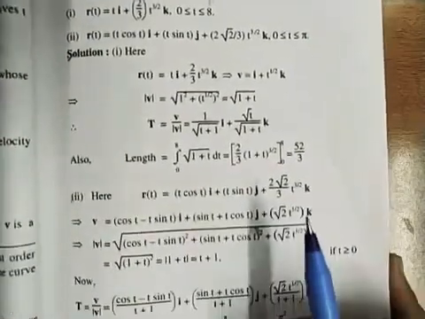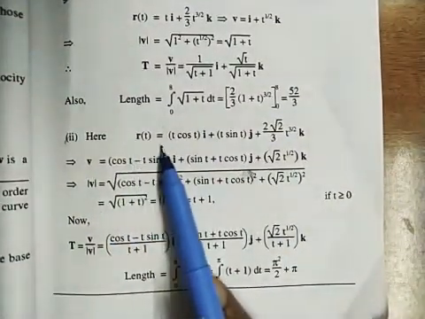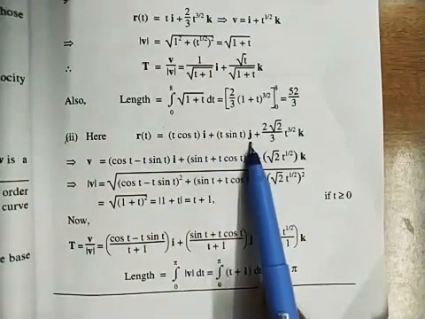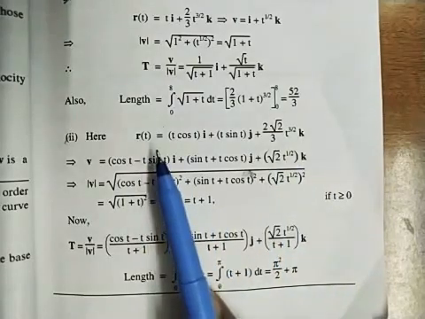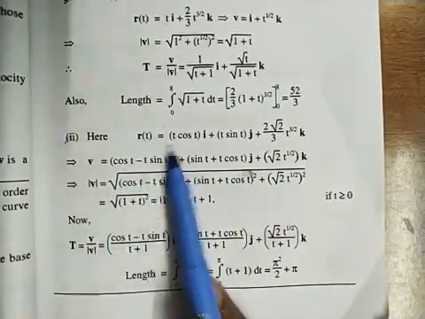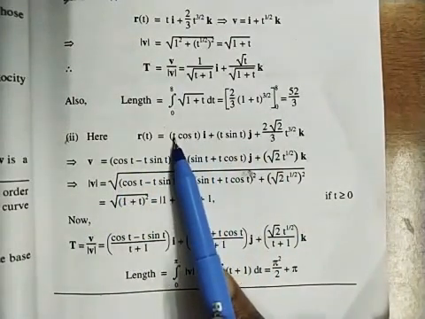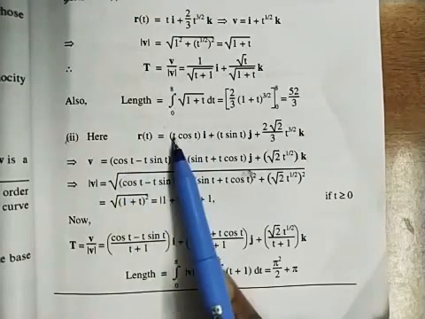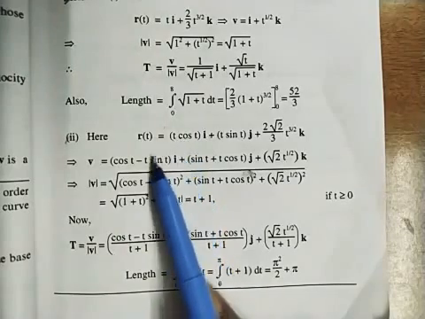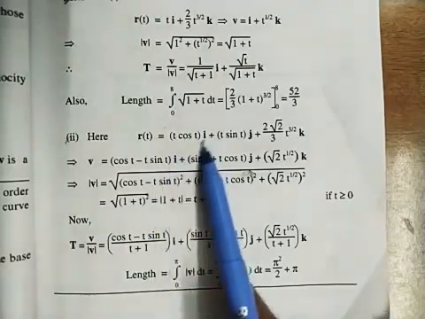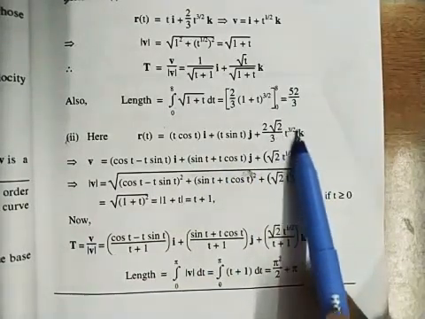Next, the second curve: r(t) is equal to t cos t i plus t sin t j plus 2 root 2 upon 3 t raised to 3 by 2 k. Here we first calculate the velocity, so we take its derivative with respect to t. Using the u into v rule, we differentiate t cos t, with derivative of cos t being minus sin t, and then the derivative of t raised to 3 by 2.